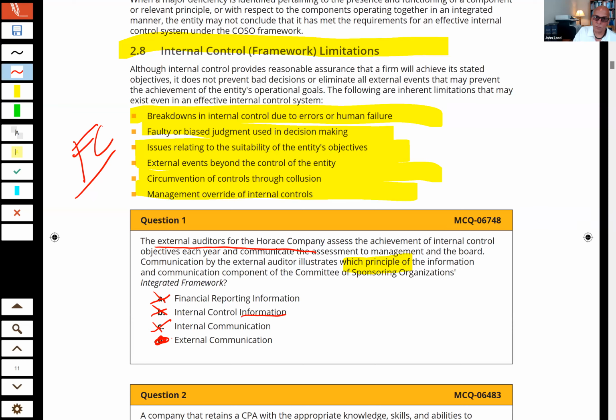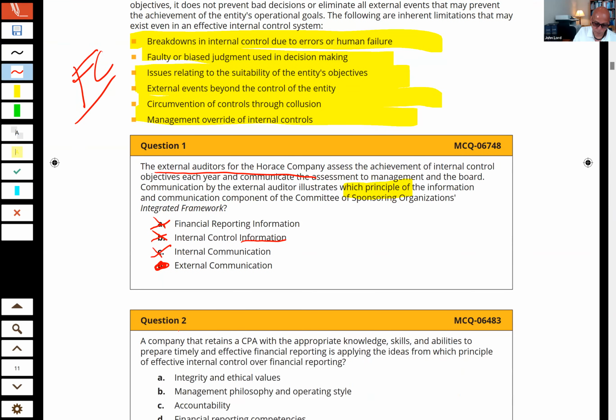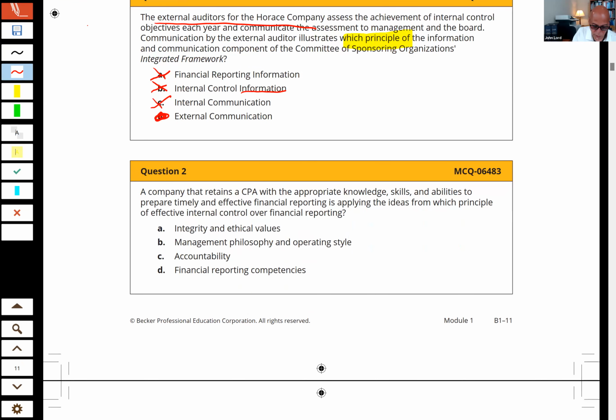Question. Okay, good. Let's take a look at number 2.